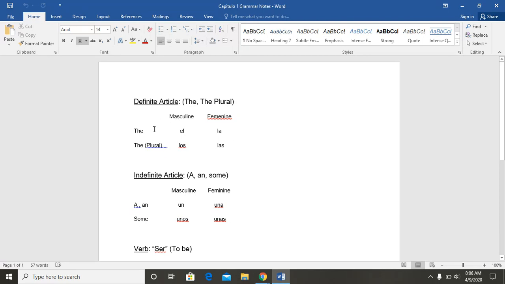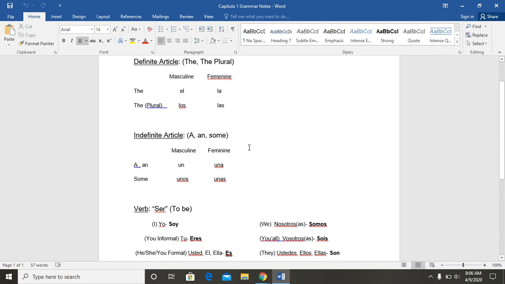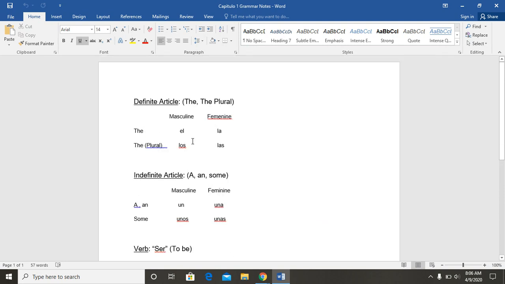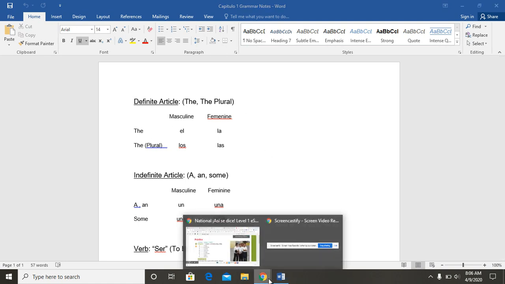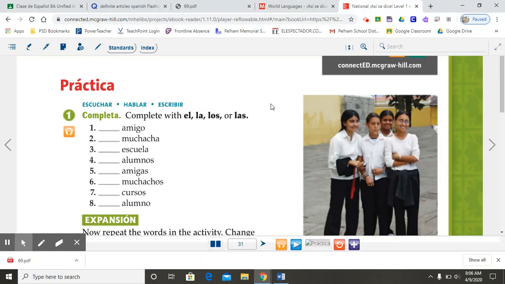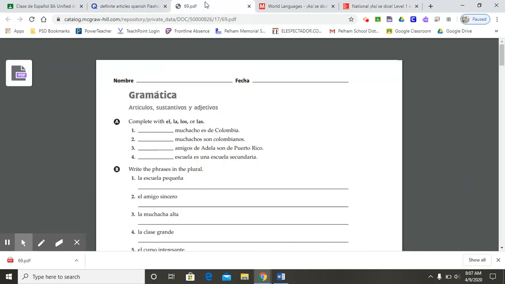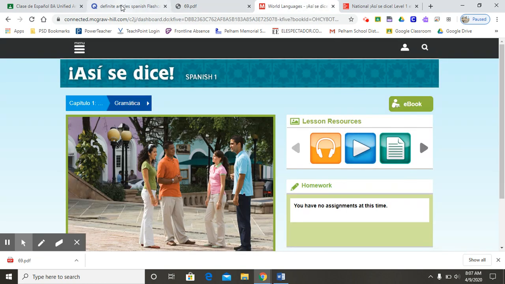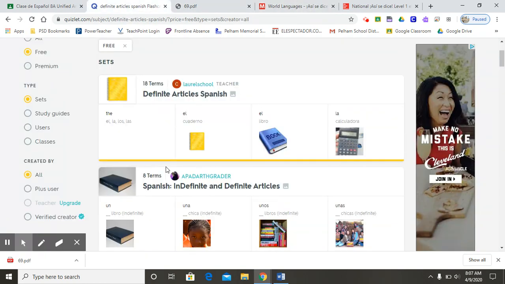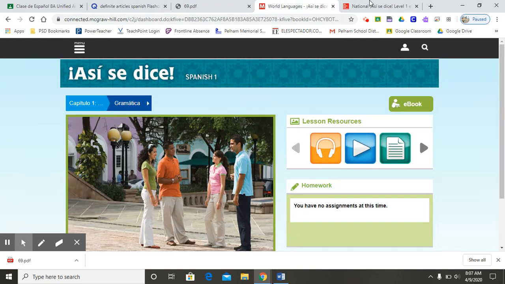If it's masculine and singular, el. Masculine and plural, los. You see? And the same thing with the indefinite articles. All right? So you can pause the video and write this down if you would like. Other than that, I would like you to do a Quizlet, and you can do the worksheet as optional. The Quizlet, you don't have to spend too much time on it. It's just to get a little practice so you know which one's which.